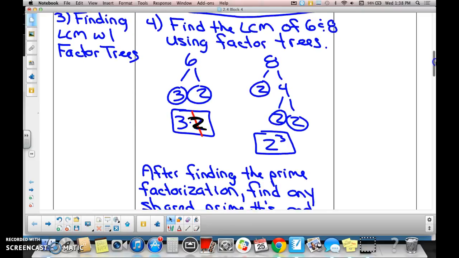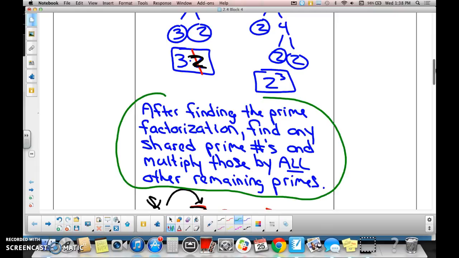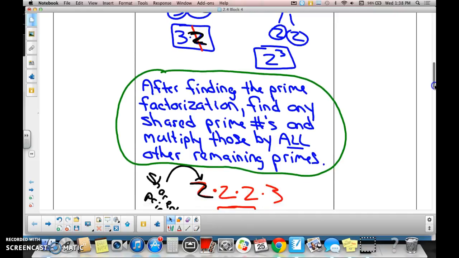The difficulty with factor trees is right here. This rule that I'm circling is what you really need to understand after you have created your factor tree or prime factorization. You find all common primes, and you multiply them with whatever is left over.